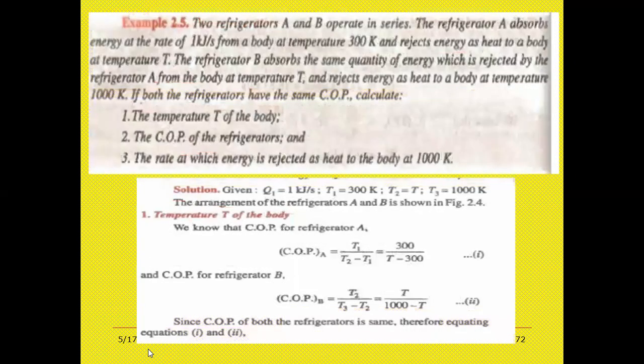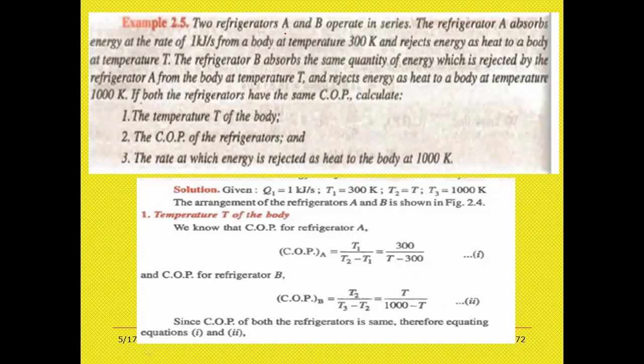Now we'll solve the first problem, and we'll do some more problems. These are very simple, straightforward problems. Two refrigerators A and B operate in a series connection.